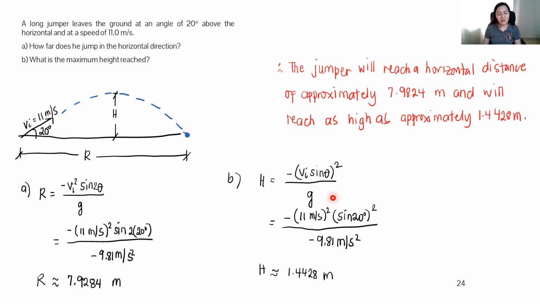For letter B, the maximum height reached, so we are just going to use the formula, negative VI sine theta, quantity squared over g, and then substitute. So this is just a matter of knowing how to input these values in your calculator. And so we have the maximum height of approximately 1.4428 meters. So you have to, of course, make your conclusion when you write your answers.